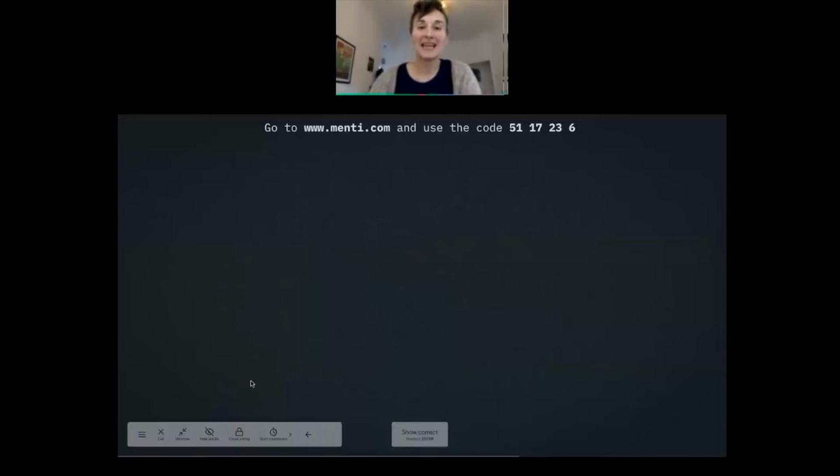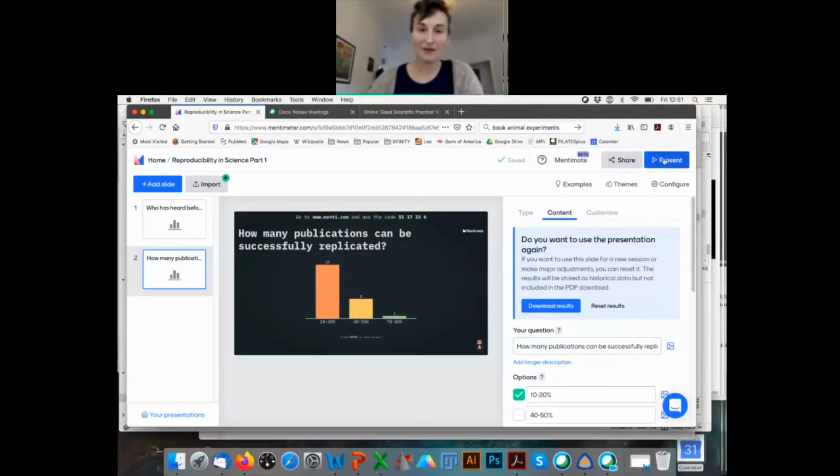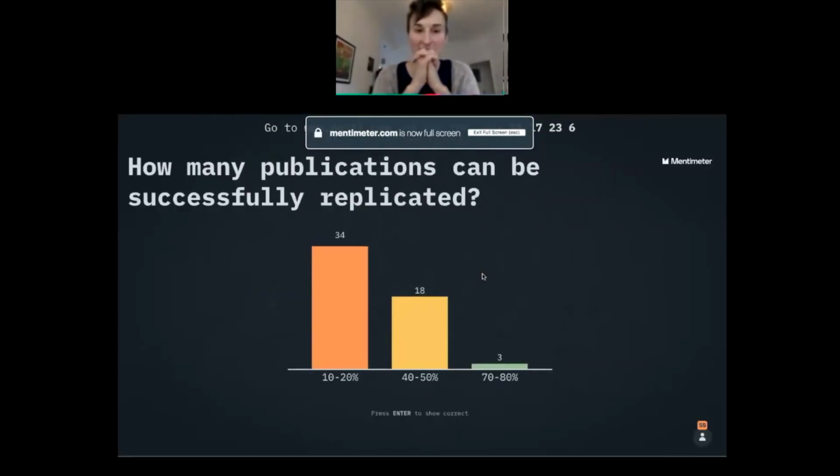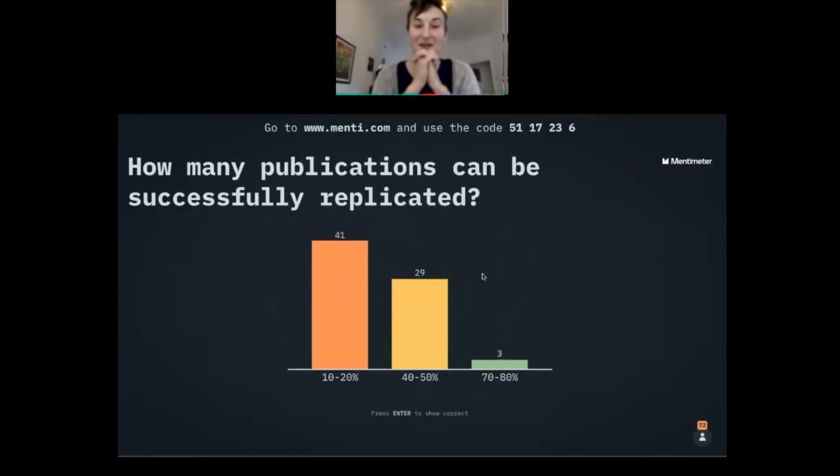So how bad is it? For the second question, how many publications can be successfully replicated? What do you think? A lot of pessimists, yeah, 10 to 20%. We'll stop here. Thank you so much. So the right answer is actually 10 to 20%. Only 10 to 20% of papers that are tried to be replicated actually can be replicated.